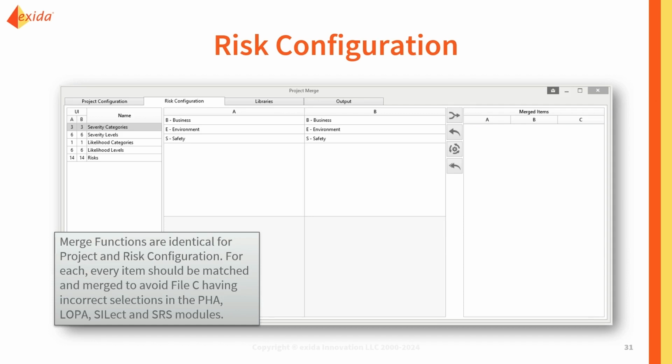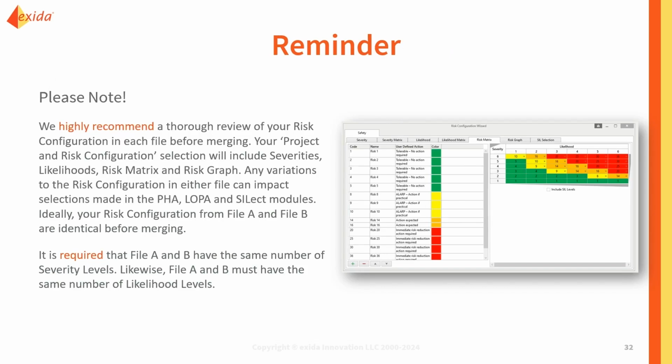In this case, you want to make sure there's a match again for every item. So this would be a good scenario to again hit that auto match. We have business, environment, and safety as the severity categories in both files. That's what we want to see when we're doing a project merge, because remember, we highly recommend that they're basically identical before merging. If they're not, it could have some serious impact on your analysis and your resulting file C.